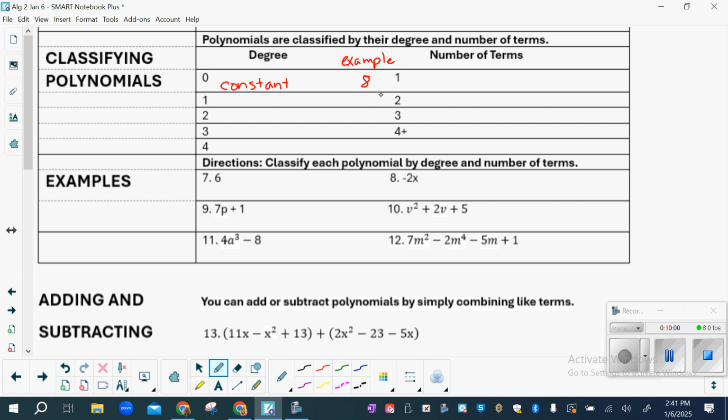Okay, 1. An example of a degree of 1 would be, say, 3x. What's the exponent on x? 1. So that's why it has a degree of 1. If we were to graph y equals 3x, what kind of graph would we get? It goes by the shape of the graph. What's the shape of a graph of y equals 3x? A line. So this is called linear.